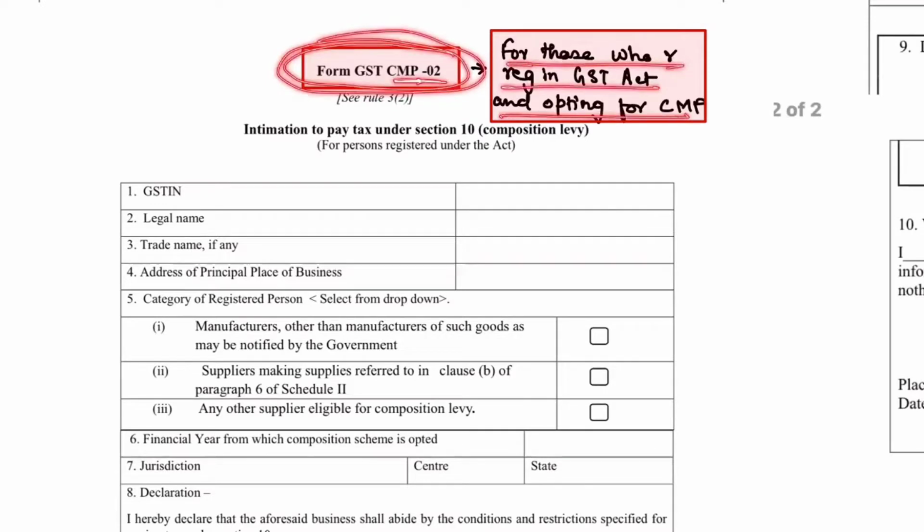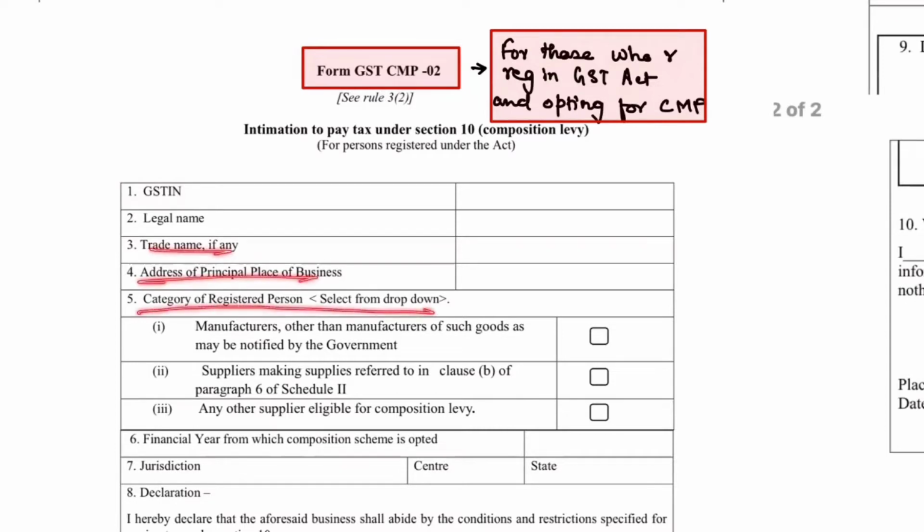Now see, GSTN, because they have already registered, in column number 1 only there's the GSTN number. And this GSTN number is availed whenever you get registered in this act. Then legal name, trade name, address of principal place, category of registered person. See, again, manufacturers or suppliers or any other suppliers. Correct. Jurisdiction, declaration, many more things are there.